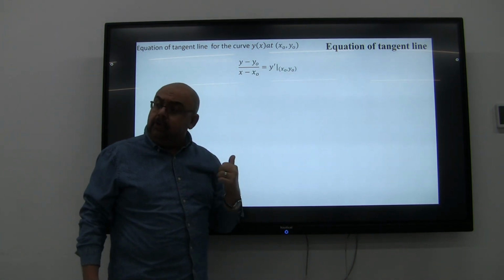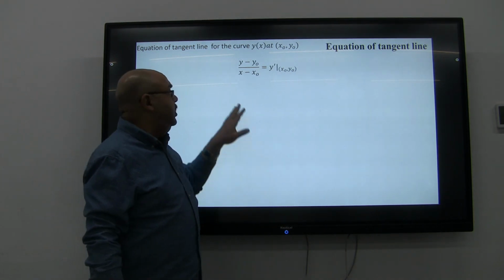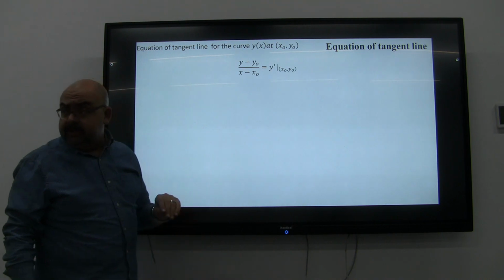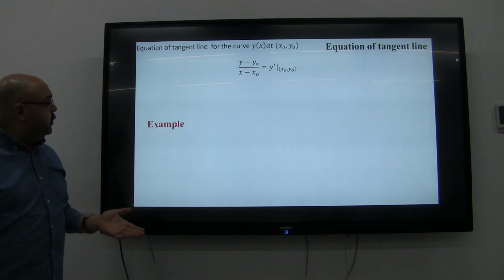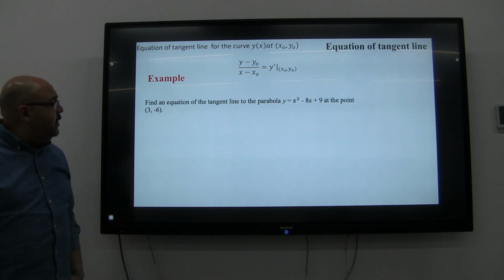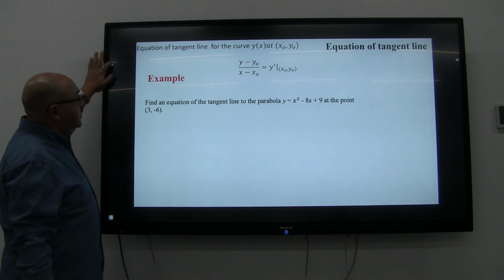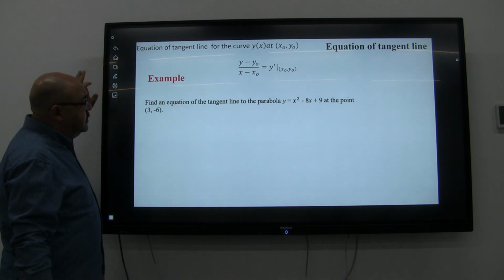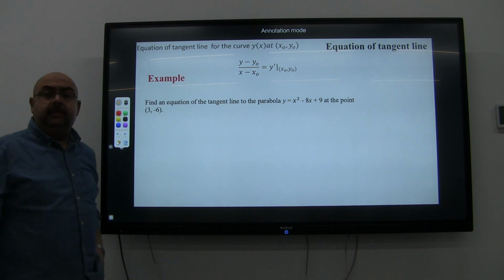Or I will show you some steps which are very, very simple in order to get the equation of a straight line, even if you don't follow the steps of this function, but mainly you will have to get the derivative of the given function. For example, here it says find the equation of a tangent line to a certain parabola, which is x squared minus 8x plus 9, at the point x equal to 3, y equal to negative 6.